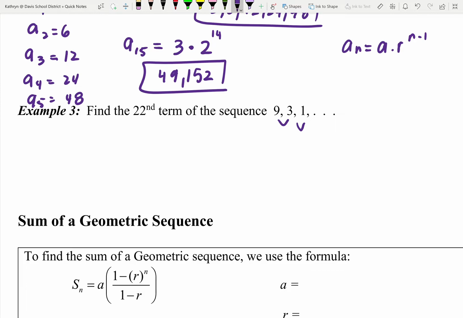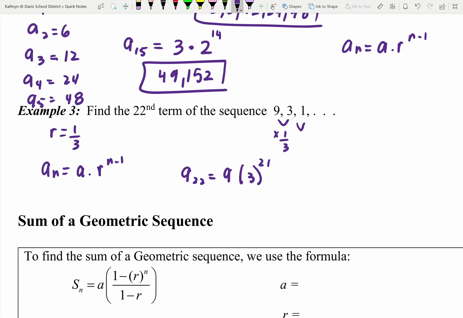But don't think about it as multiply for a second. What do I do to a 9 to get a 3? Divide by 3. Is 3 divided by 3 1? Yes. So I can see that I'm dividing by 3, which is the same thing as multiplying by, tell me everybody, 1/3. Good. So I know that my ratio is 1/3. And now I'm going to use the formula a sub n equals a times r to the n minus 1. So a sub 22 is the first term, which is 9, times the common ratio, which is 1/3, raised to the 22 minus 1, which is 21.